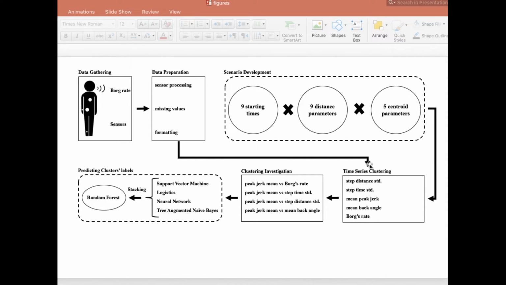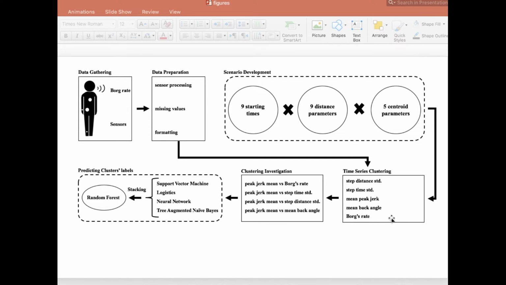So after formatting, there are 2 types of data. One of them is sensor data, where we had 4 different sensor signals: a standard deviation of step distance, a standard deviation of time steps, mean peak of the jerk values, and mean back angle. Also, the last time series was the Borg's rate, which again comes from interrupting the patient and asking their fatigue level. Borg's rate is a good representative of subjects' fatigue, and there's a good literature about the jerk as a good representative of the fatigue level.